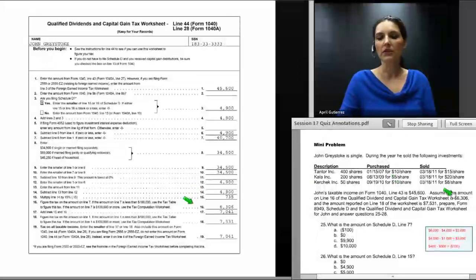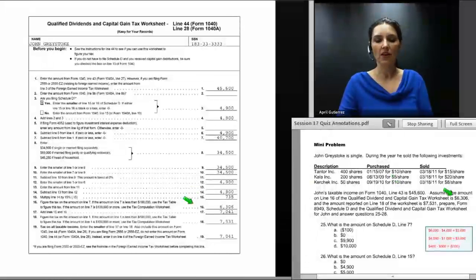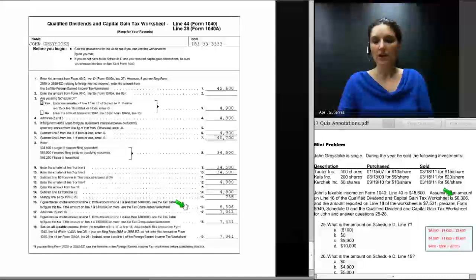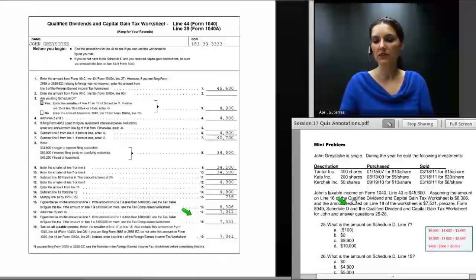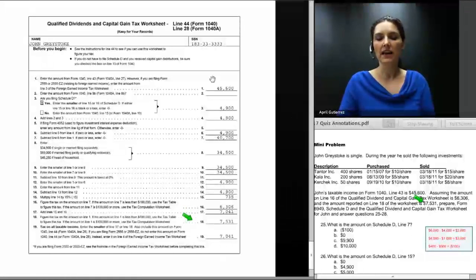In the wording of the problem, we told you to enter $6,306, so you enter that number down. We then ask you to add line 15 and 16 together. That gives you $7,041. And then, of course, in the wording of the problem, we told you that the amount to enter on line 18 is $7,531. If you were to go to the tax tables and look up the amount of tax that John needs to pay on $45,600 of taxable income, you would get $7,531.